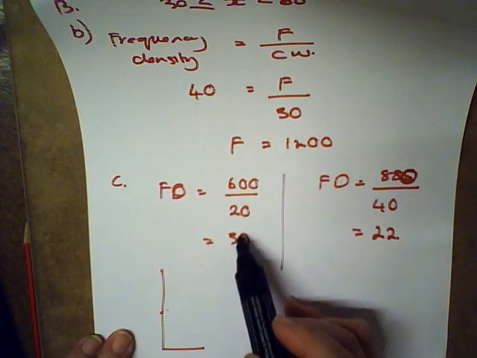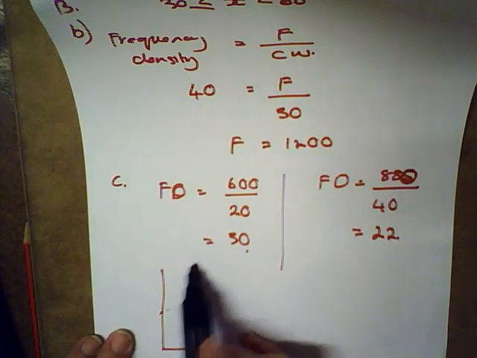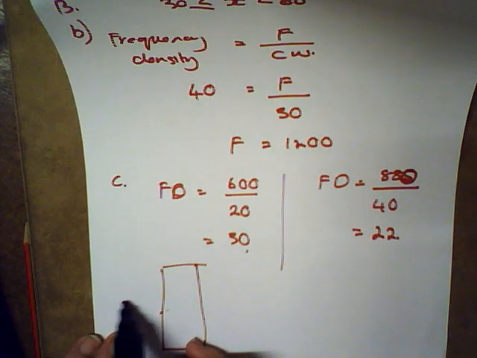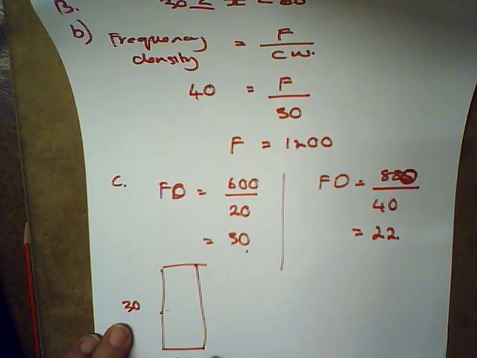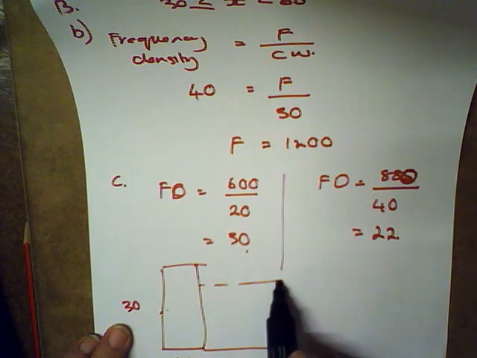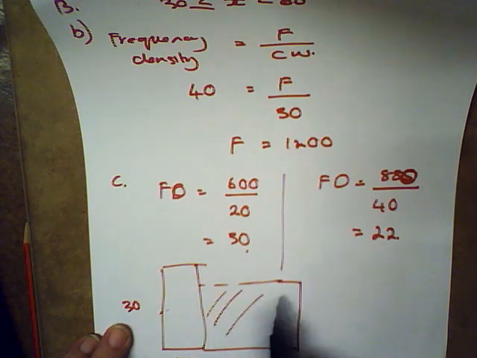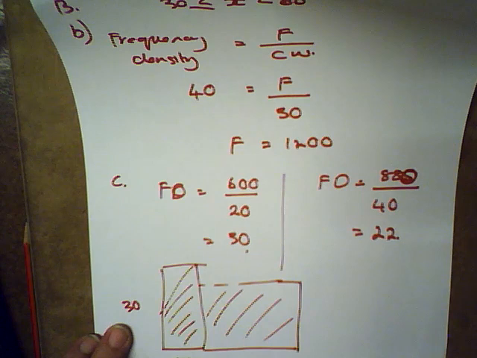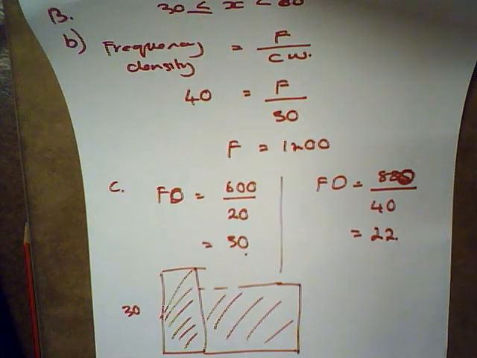and 20 across. So that's 20, and that one would be 30. The next one would be 40 across and only 22. And that would be the histogram blocks that we will draw in on our graph. Okay, good. Let's carry on.